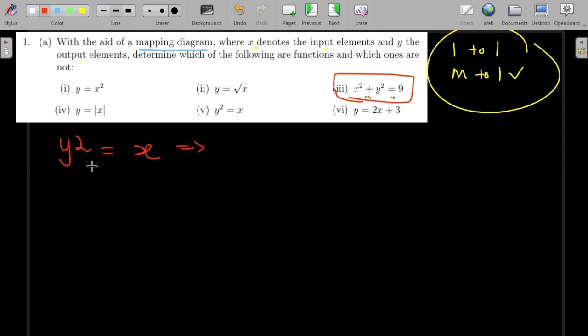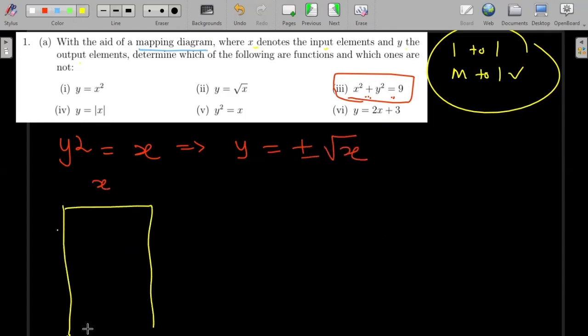So how am I showing that? I'm making y the subject. If I square root this side, I'll just get y is equal to plus or minus the root of x. Now we can pick the values of x in a very strategic manner, because the root of x will only take non-negative values, like 0, 4, and maybe 9.